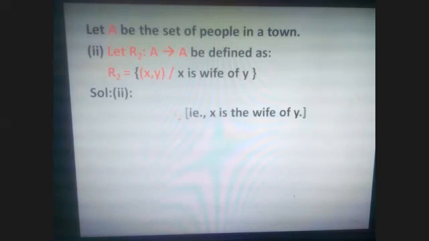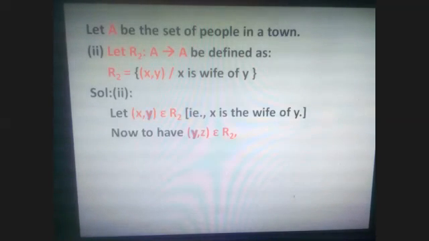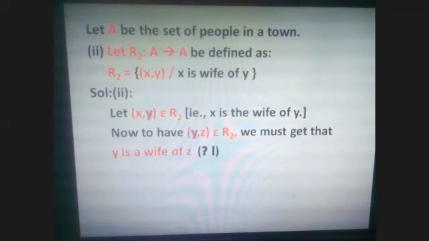Well, let us see. (X, Y) is a member of R2, that is, X is the wife of Y. What is transitivity? If (X, Y) is a member of R and (Y, Z) is a member of R, then (X, Z) should be a member of R. Now I want (Y, Z) to be a member of R2. Is it possible? We must get Y is a wife of Z. How is it possible?